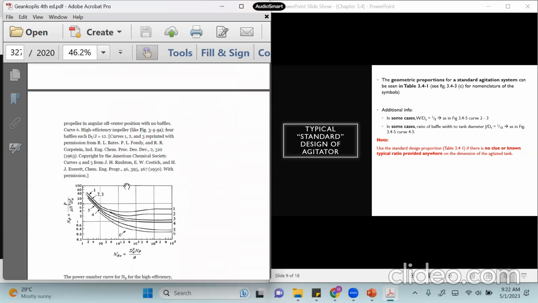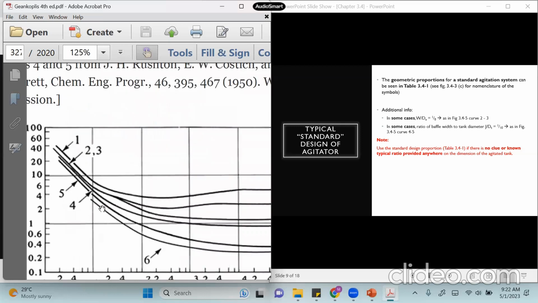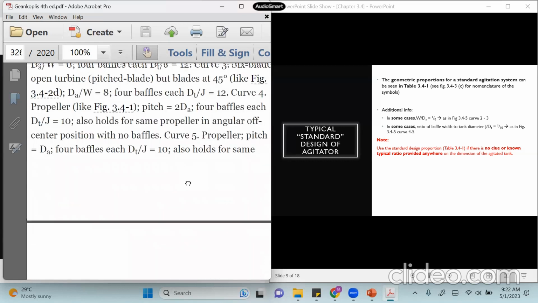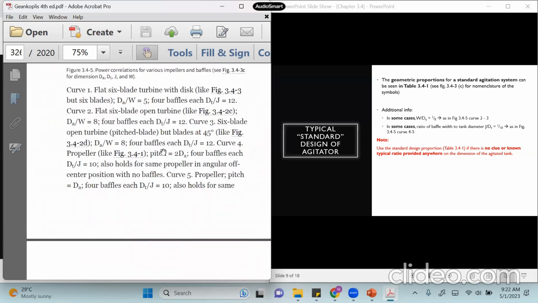Oh yeah, that one. Yes, this one, as in curve 2 and curve 3. You can see the note here. So curve 2.